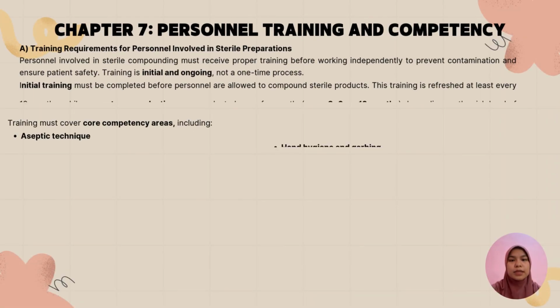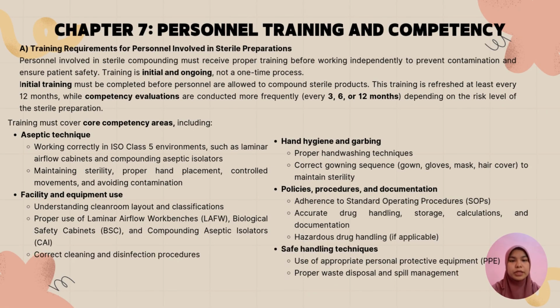Next, personnel training and competency in sterile preparation, focusing on both the training requirements and the impact of continuous education and competency assessment. For training requirements, all personnel involved in sterile compounding must complete initial training before they are allowed to work independently. This initial training must be refreshed at least once every 12 months, and competency evaluations are conducted more frequently, every 3, 6, and 12 months, depending on the risk level of the sterile preparations.